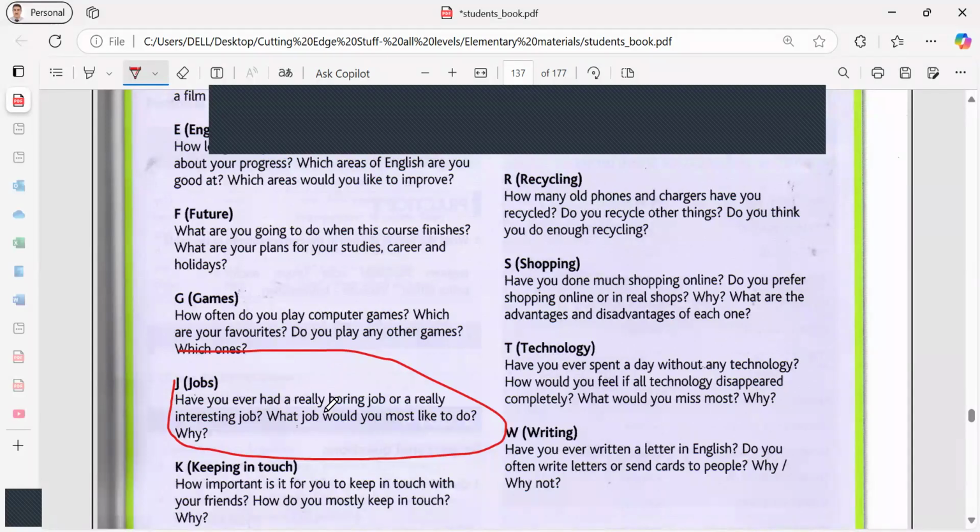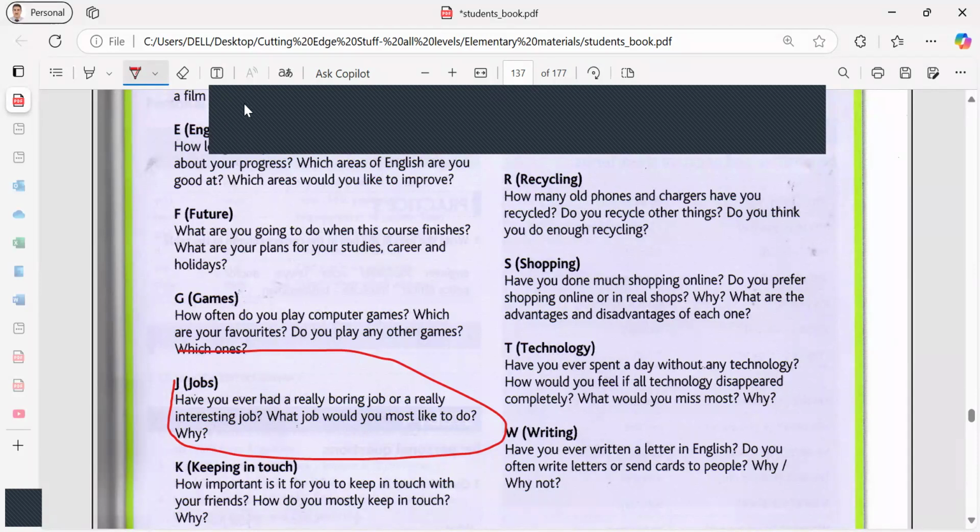Have you ever had a really boring job or a really interesting job? What job would you like or would you most like to do and why? Please, you have 1 minute to answer the 2 questions. Go ahead. Okay, but I don't have a job. Anyway, yes, you can mention this. I am a student. Go ahead.